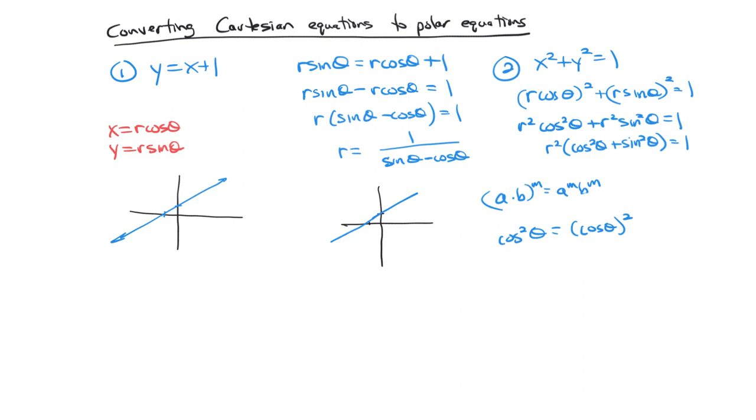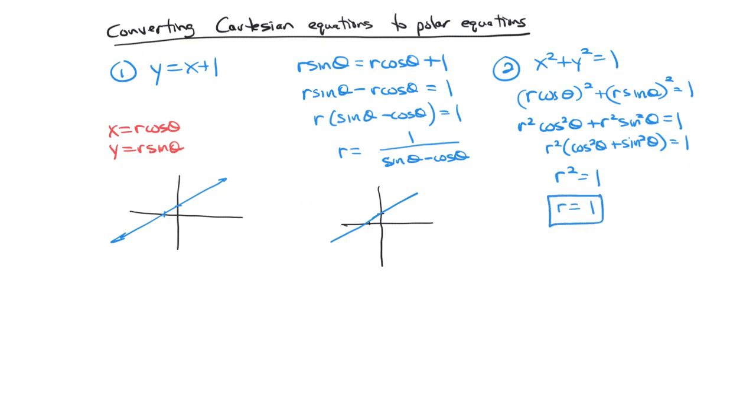Now think back, have you ever seen cosine squared plus sine squared? I think you probably have, right? Cosine squared plus sine squared is just 1. So this says r squared equals 1. If you take the square root, you'll get r equals 1.